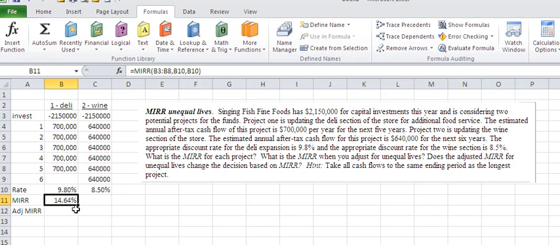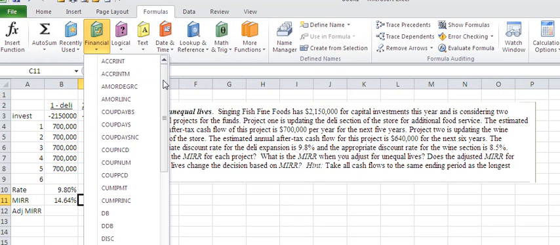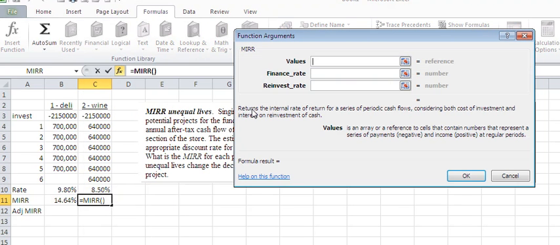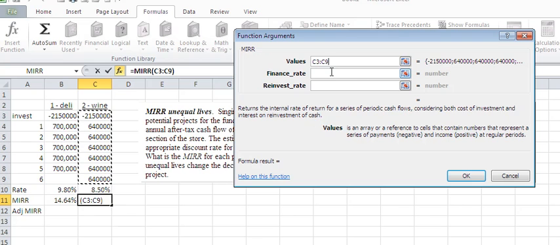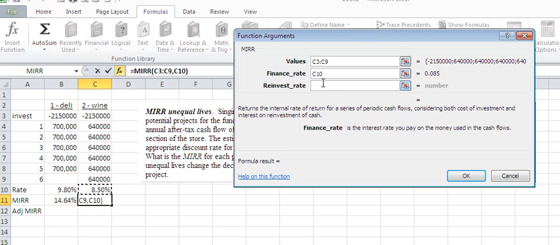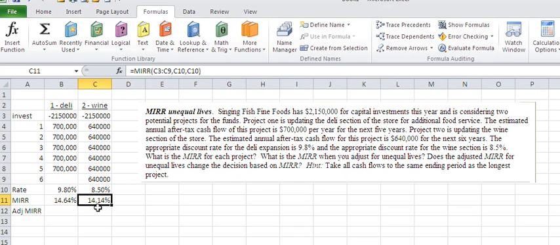So it tells us 14.64% is our internal rate of return modified for the deli. Let's do the same thing now for the wine. The values, now we have 6 periods worth of inflows, so it's slightly different than our previous calculation. Otherwise we could have copied the formula over. Ooh, 14.14. So in this case, just looking at them, the deli would have a higher modified internal rate of return, so that one would be preferable.